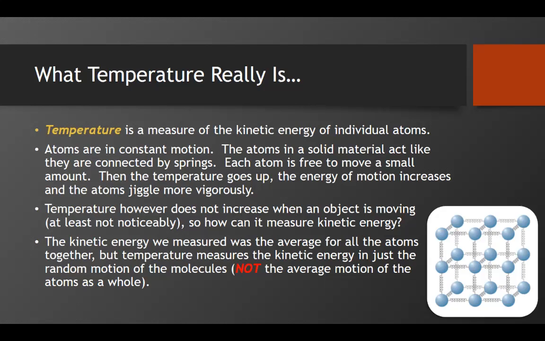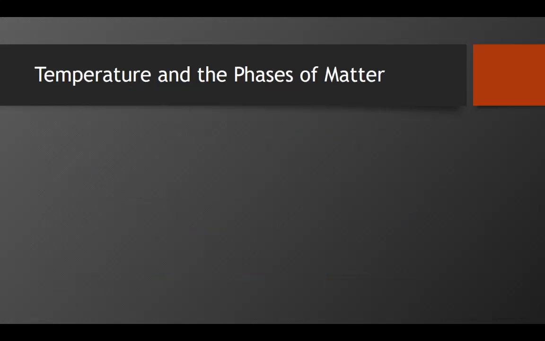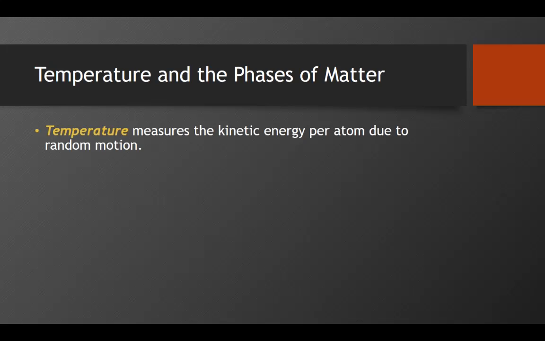Okay. And since the material as it sits there does not really move in most cases, it may slosh a little bit if there's some motion going around in the table or something, but what we're looking at is the actual movement of the particles inside that make up the atoms themselves. And this provides a certain amount of internal kinetic energy, which is what we measure in terms of temperature. So, temperature measures the kinetic energy per atom due to the random internal motion.